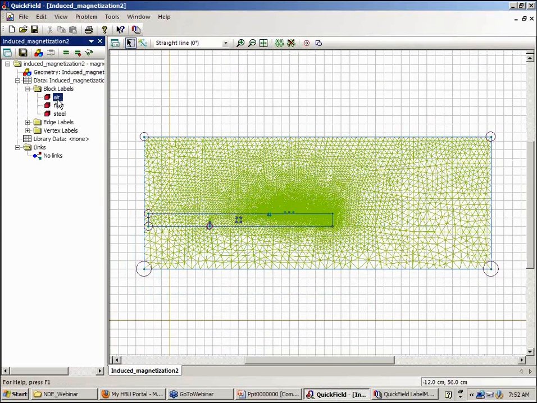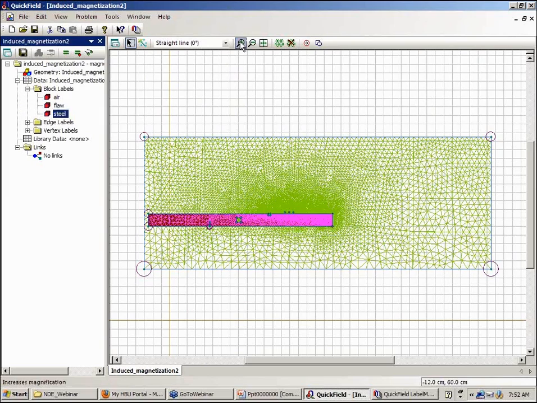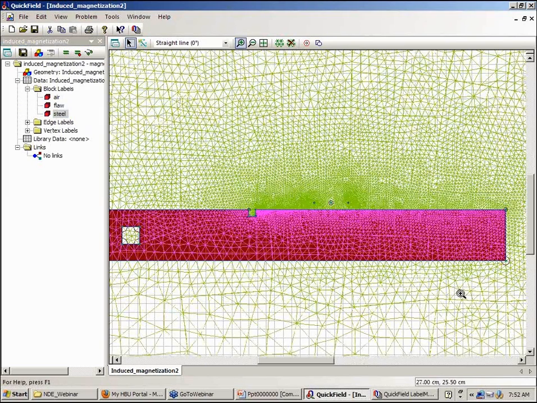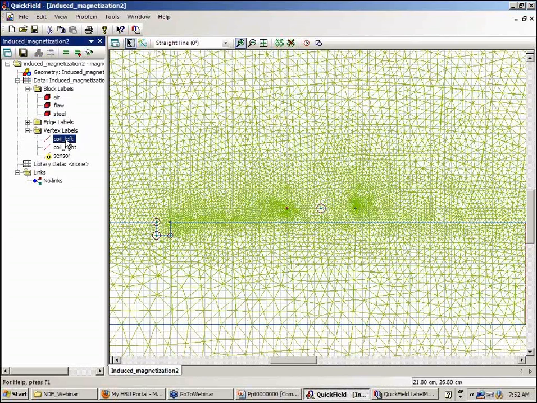I have XY symmetry. This is the air region. The flaws here have the permeability of air. This is a steel bar now, and the steel has a permeability of 100. I'm going to zoom in a little bit farther so we can see the magnetization coil I've specified with vertex labels. Okay, this is the left coil, this is the right coil.